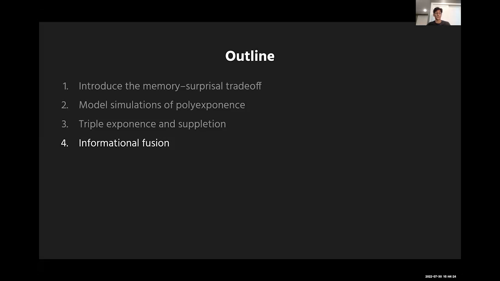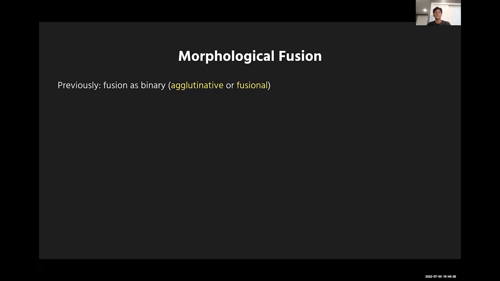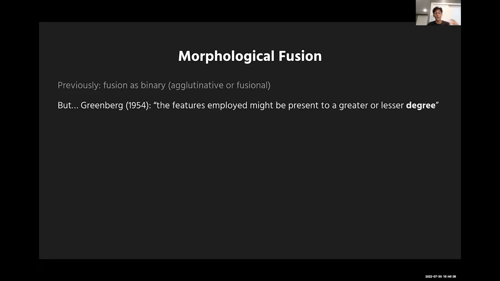Finally, I'm going to be looking at informational fusion. Previously, we looked at fusion as a binary concept: things are either agglutinative or they are fusional, and there's no in between. But previous work has argued that fusion is actually better thought of as a gradable measure, where things can be fused to a greater or lesser degree.